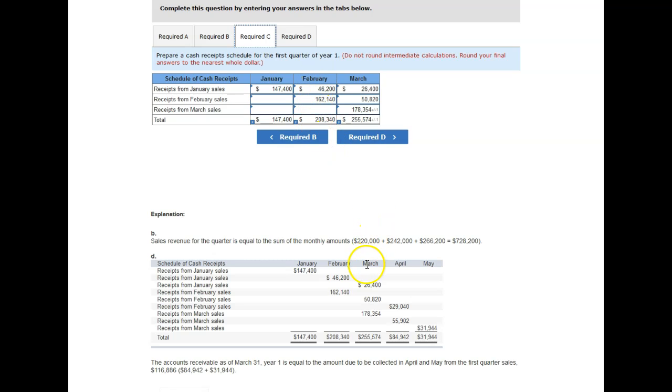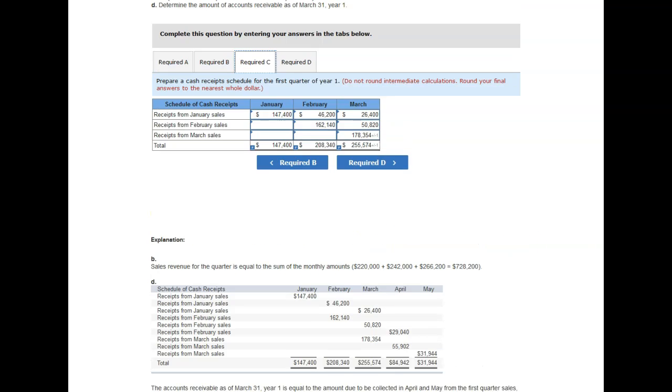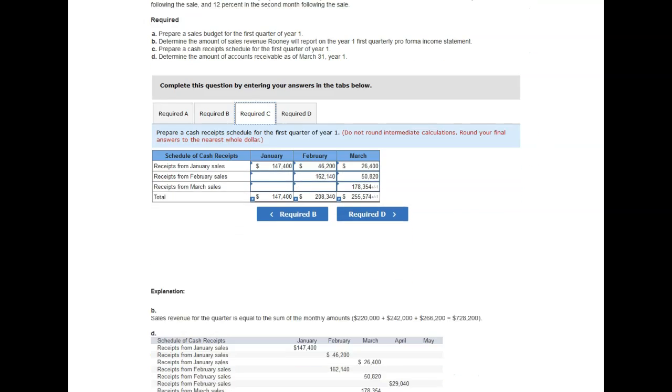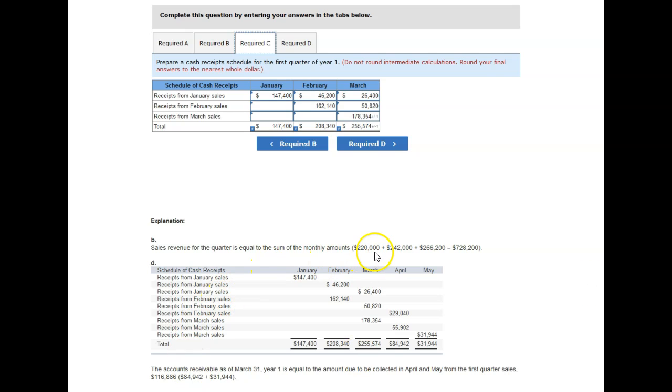Let's go to March. March, we're collecting three different types. We're collecting the remaining part of January sales. We are collecting part of February's and part of March's sales. So let's finish up collecting January sales. Let's take $220,000, going back to January sales, times the 12%. I'll go back up and show you. Times this 12%.